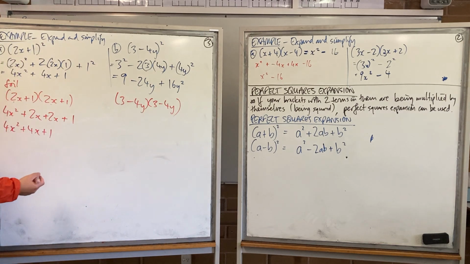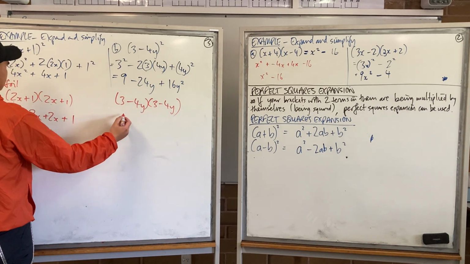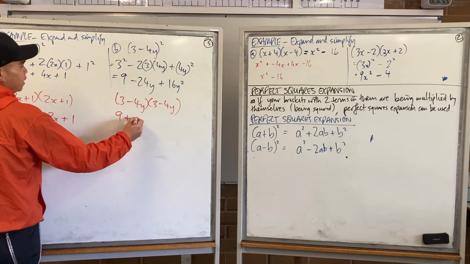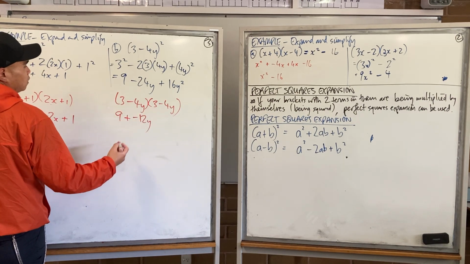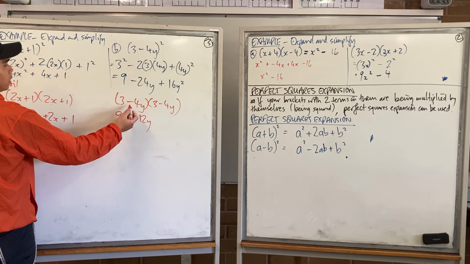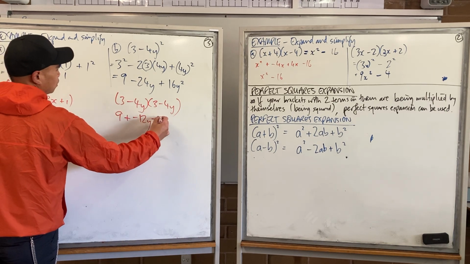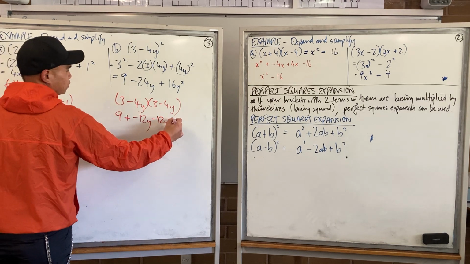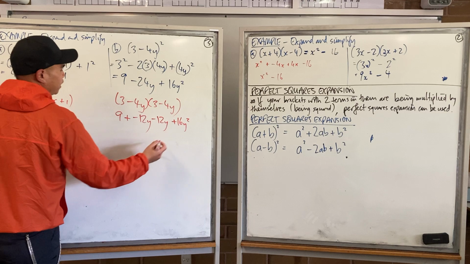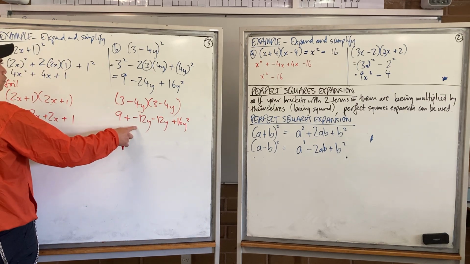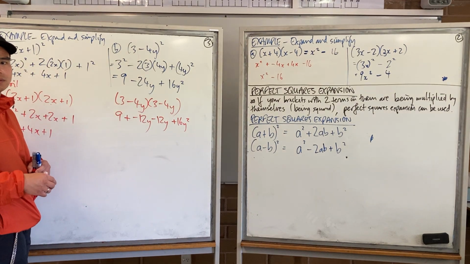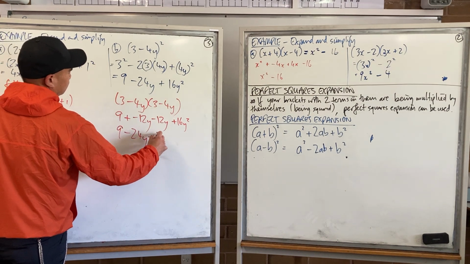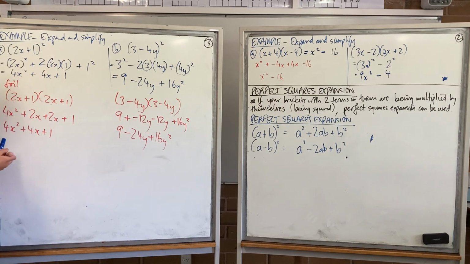Let's check it with FOIL. 3 times 3 is? 9. Plus 3 times negative 4y, negative 12y. 3 times negative 4y, negative 12y. What's negative 4y times negative 4y? Positive 16y squared. If I've got negative 12y and another negative 12y, how many y's do I have? Negative 24y. So it ends up the same. Okay? It's a shortcut.